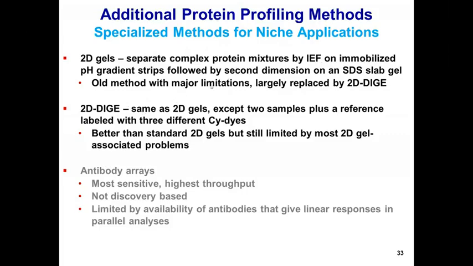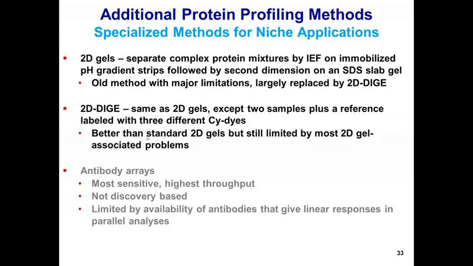It has major limitations. It has largely been replaced by 2D DIGE, which is the same as 2D gels, but here 2 or 3 samples are labeled with CyDyes, where the size of the dye and the charge has been balanced, so that migrations are similar in the 2 dimensions. It's better than the standard 2D gels because we don't have to worry about gel-to-gel variations, but other limitations of 2D gels persist. These other limitations include difficulty in identifying small proteins, large proteins, very acidic, very basic proteins, as well as hydrophobic proteins.